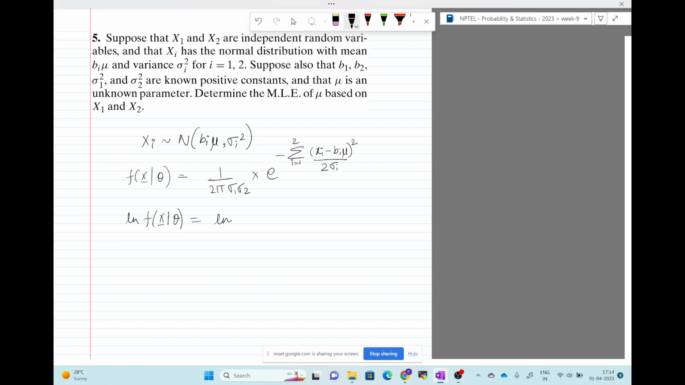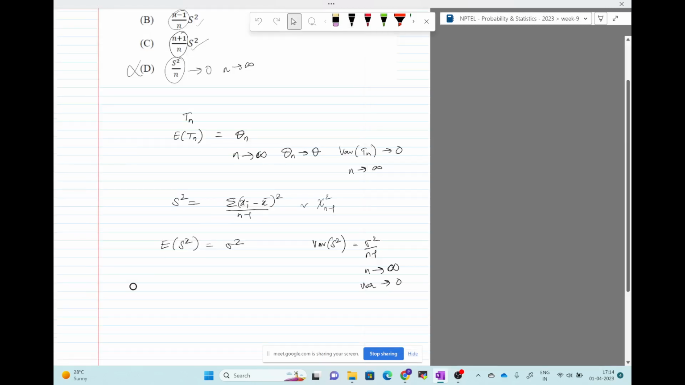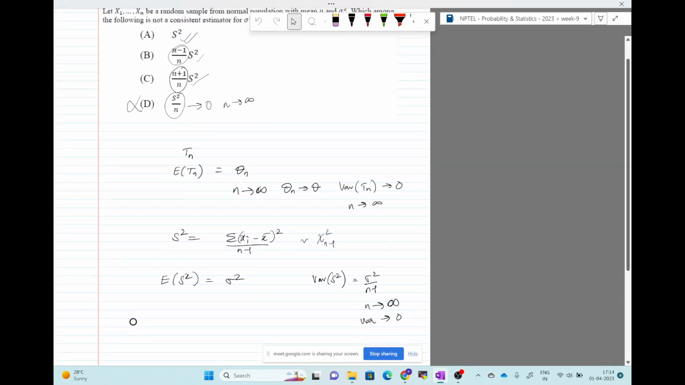Sir, I'm sorry, there is still a doubt on variance. This question, the previous one. The variance of a chi-square distribution with n degrees of freedom is 2n, right? So it has to be 2 into n minus 1 in this case, right? S square is a chi-square n minus 1 variable, so the variance of s square has to be 2 into n minus 1, right?